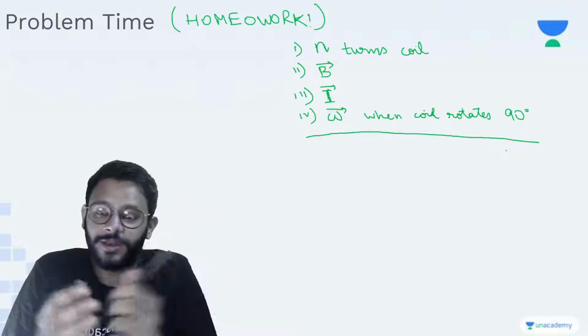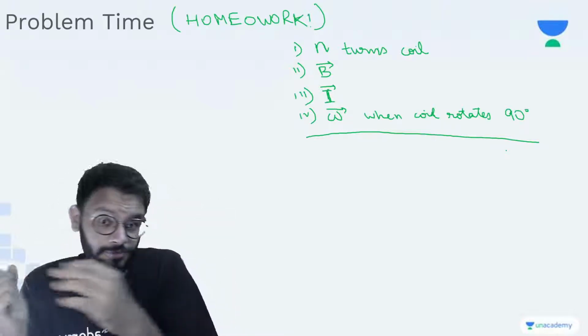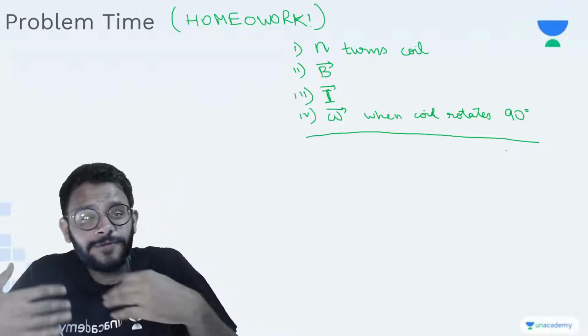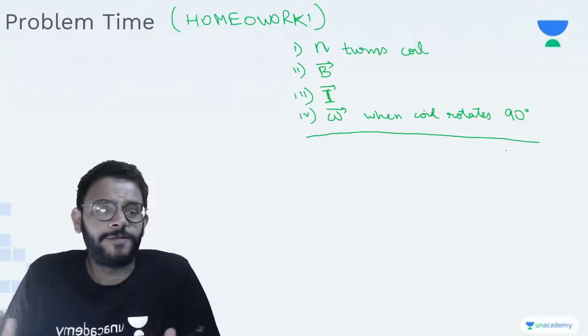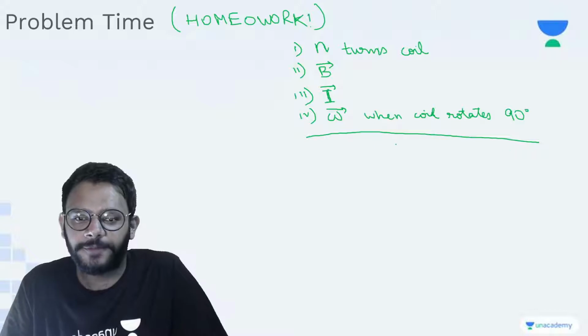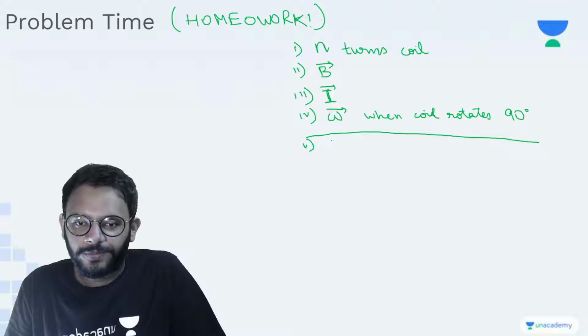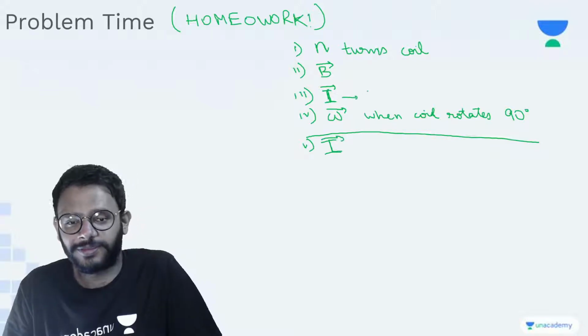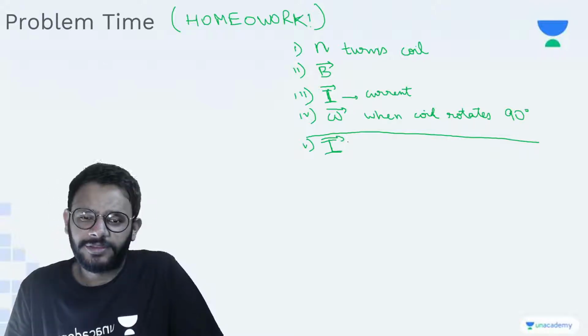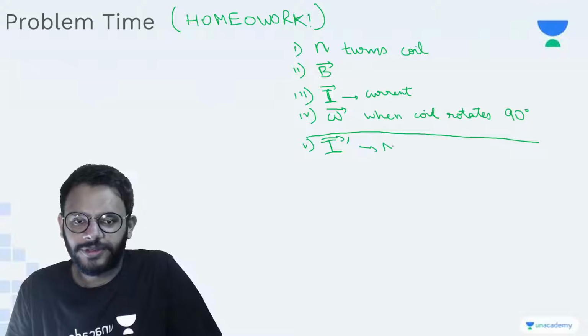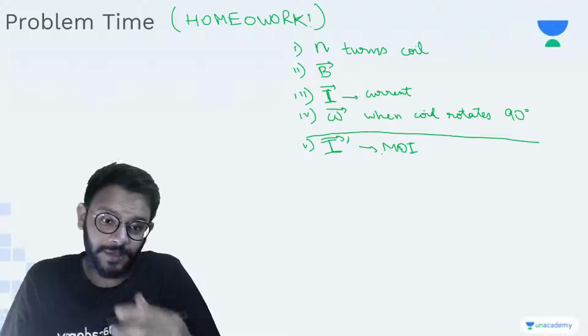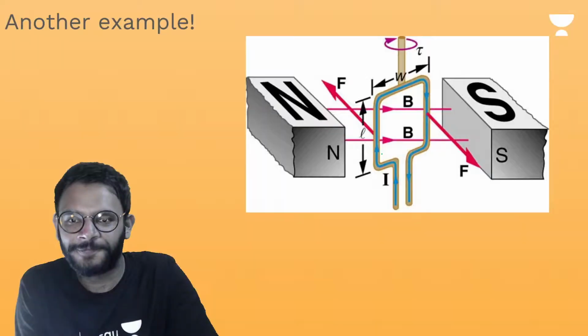So I'm giving you all the required information. n turns of this coil, B is the magnetic field passing through the coil, I is the current flowing inside it. What is the omega when the coil rotates 90 degrees? And I also am going to provide to you the moment of inertia. So these are two separate things. This is the current I, and let's just say that this is I dash, the moment of inertia. So moment of inertia is coming into play because I need to find out the omega, right?